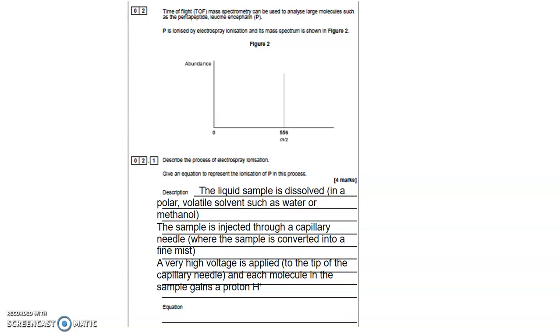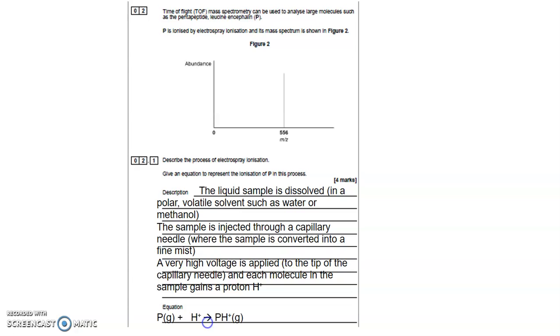A capillary tube or a capillary needle is a very fine needle, and it comes out as a mist. So when it comes out under pressure and is converted into a mist, and then a very high voltage is applied to the end of it, and that's when it gets the H plus. Another word for an H plus ion is a proton.